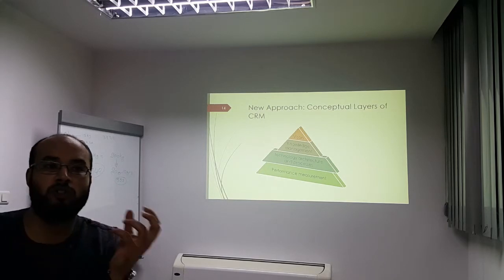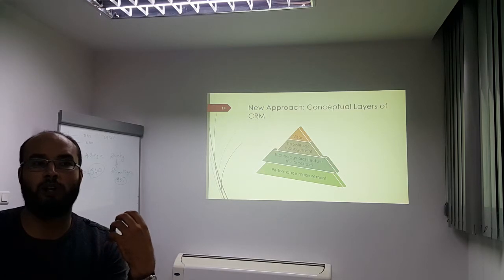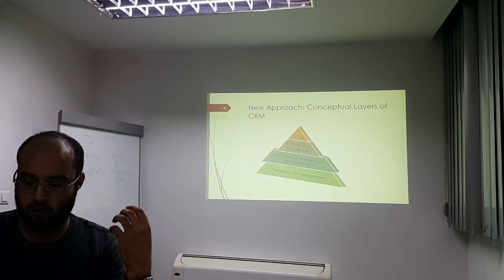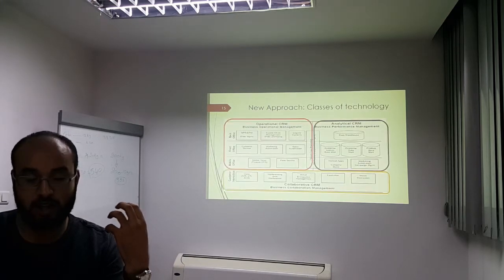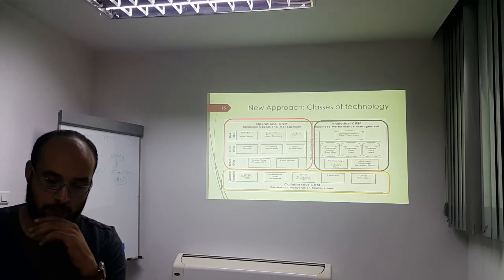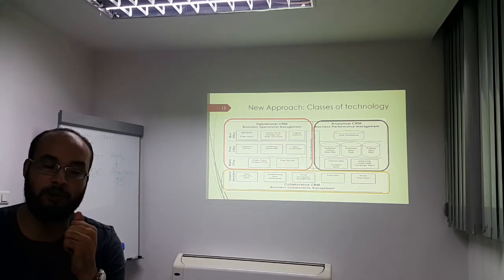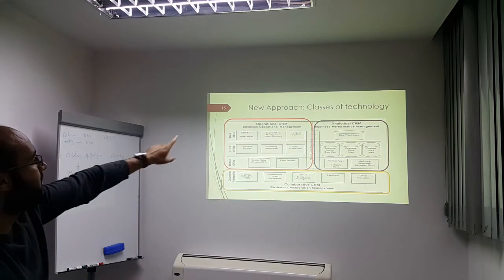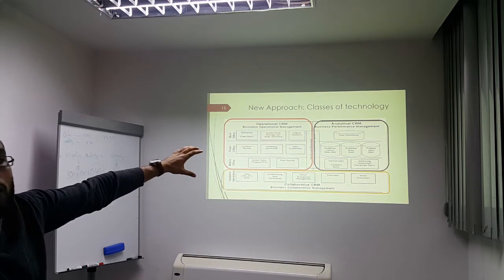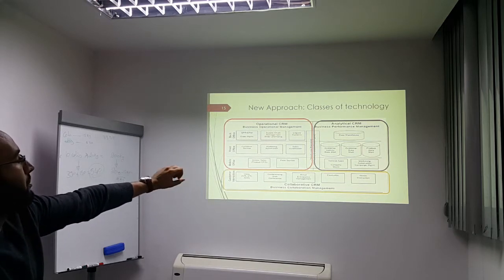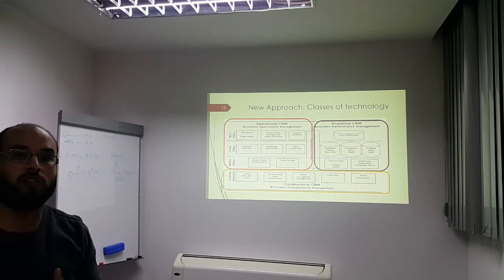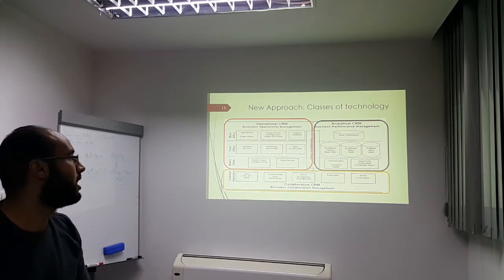But after scrutinizing and comparing a lot of architecture, industrial architecture, and the market, we recognize that there are three classes of technology in a CRM application. The first one is highlighted in red, and it's operational CRM, and it presents all modules that handle daily actions and daily operations for employees in the company.